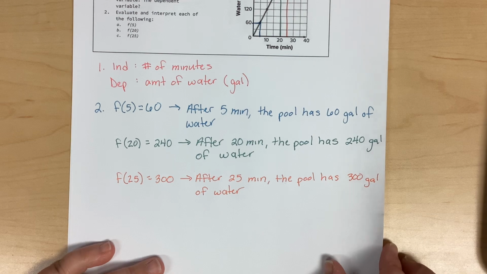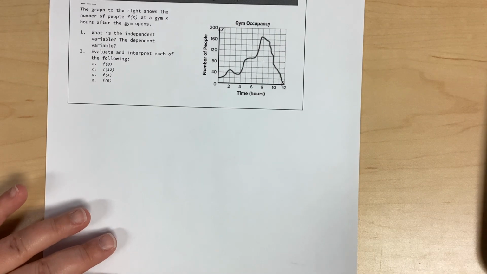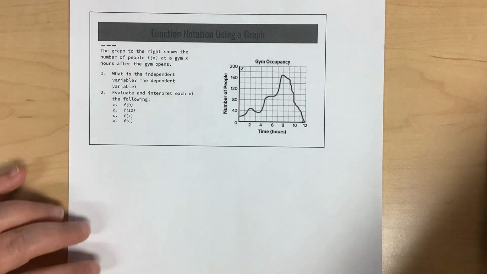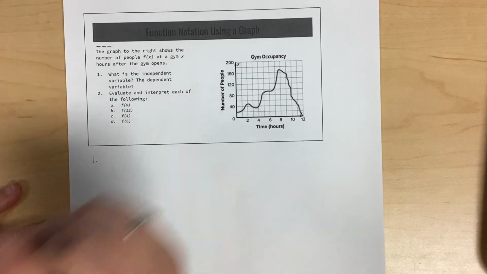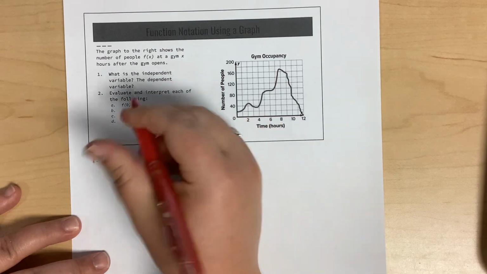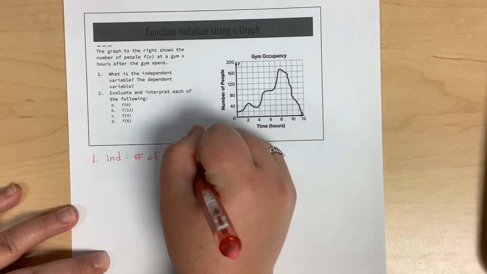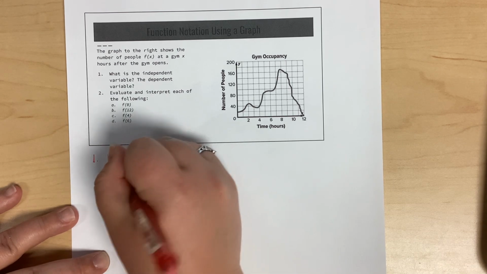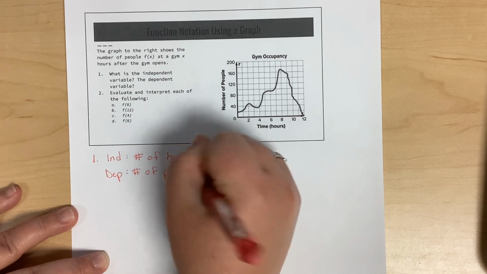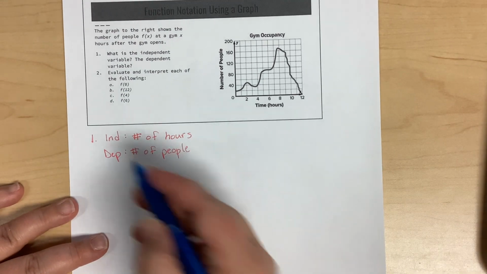All right, one last problem. The graph to the right shows the number of people, f of x, at a gym x hours after the gym opens. All right, once again, it wants to know what the independent and dependent are, but they were really nice and told us what x and y are, so that makes it easy. The independent, which is always x, is the number of hours, and the dependent is the number of people. Simple as that.